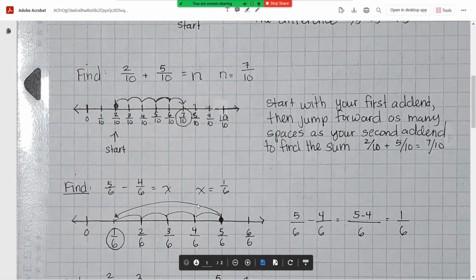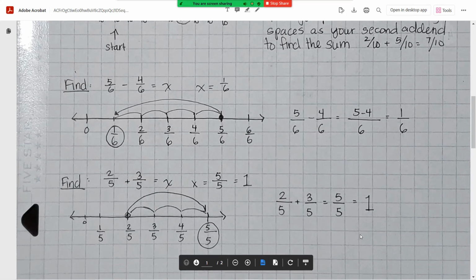And I'm going to jump back 4 spaces. So 1, 2, 3, 4. 5 take away 4 is equal to 1. My denominator stays the same. So 5/6 take away 4/6 is the same thing as saying 5 take away 4, and it's still going to stay over 6 as my denominator, which is equal to 1/6.